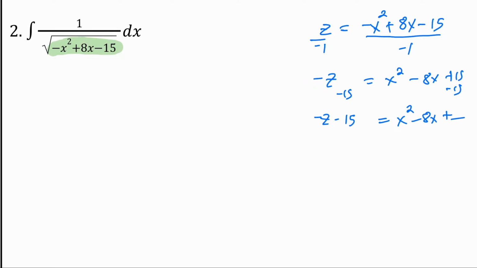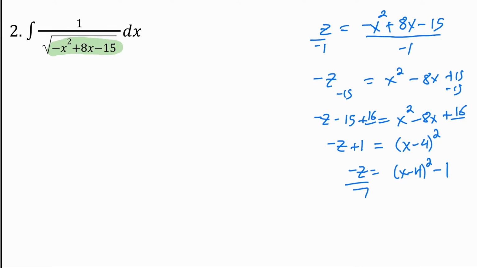Now we have to find what we're going to add to both sides. To complete that square, we take half of the b term: half of negative 8 is negative 4, and negative 4 squared is 16. We add 16 to both sides. On the left, I have negative z plus 1 equals, and on the right side, I can factor this to x minus 4 squared. I'm going to subtract that 1 back over, so negative z equals x minus 4 squared minus 1.